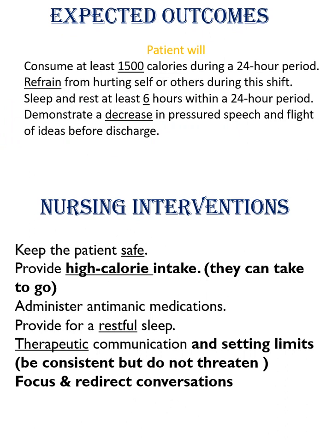Okay. So our expected outcomes: we want our patient to eat at least 1,500 calories in 24 hours. We want to make sure the patient refrains from hurting themselves or others, and we want to make sure that they sleep and rest for at least 6 hours. And we want to demonstrate decreased pressure of speech, flight of ideas before discharge. Priority: keep the patient safe, and we have to help them meet their Maslow's.